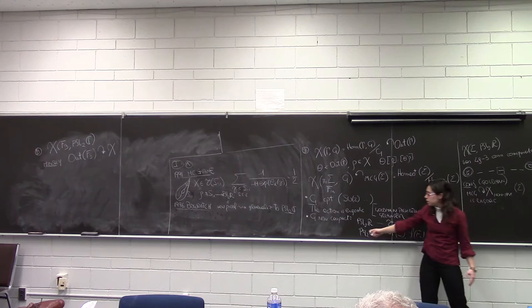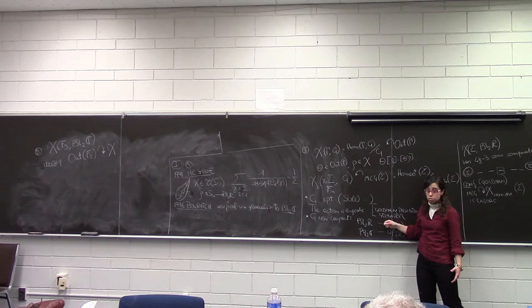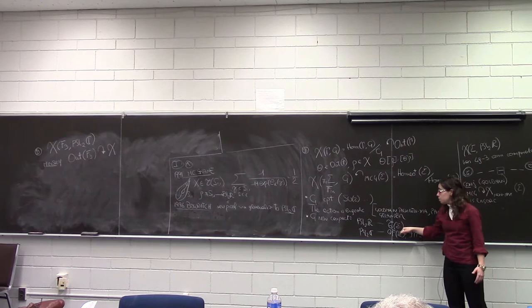So when you have PSL(n), you can look at an Anosov representation, and then the same theorem is true: the action of the mapping class group is properly discontinuous. But then you can ask, can I find a bigger domain of discontinuity for this action?